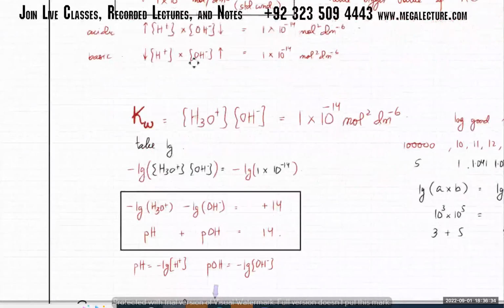When we took the log of both sides of this expression, that got us 14, because the negative log of 1 times 10 power minus 14 will give you 14. So that's where 14 came from. I'm using this expression, that pH plus pOH will always be equal to 14. Or you can think of it as this same thing expressed in log: H plus concentration multiplied by OH ion concentration will always give you 1 times 10 power minus 14.